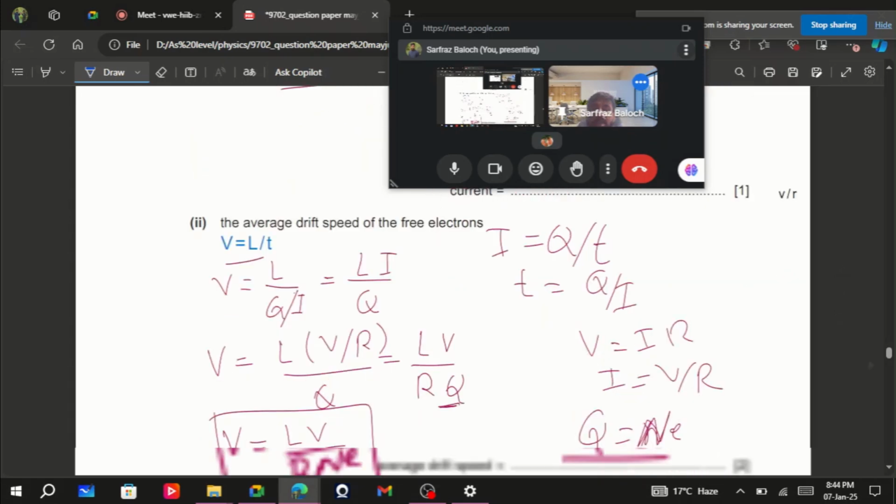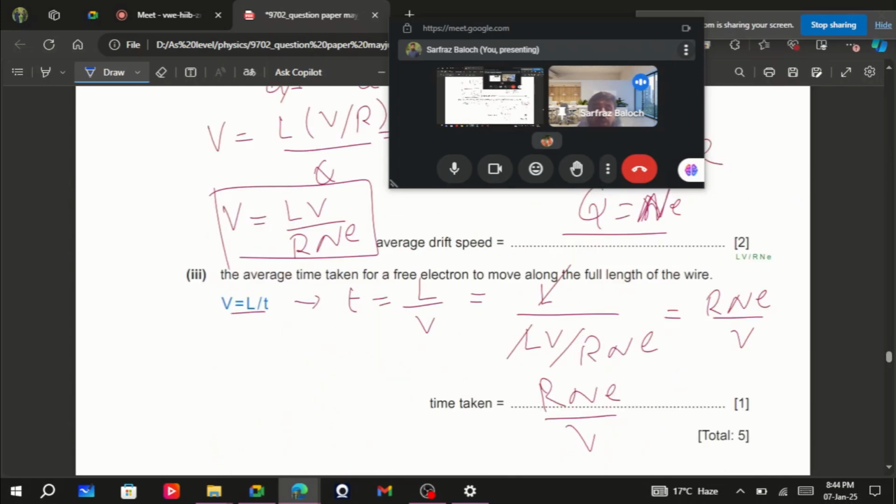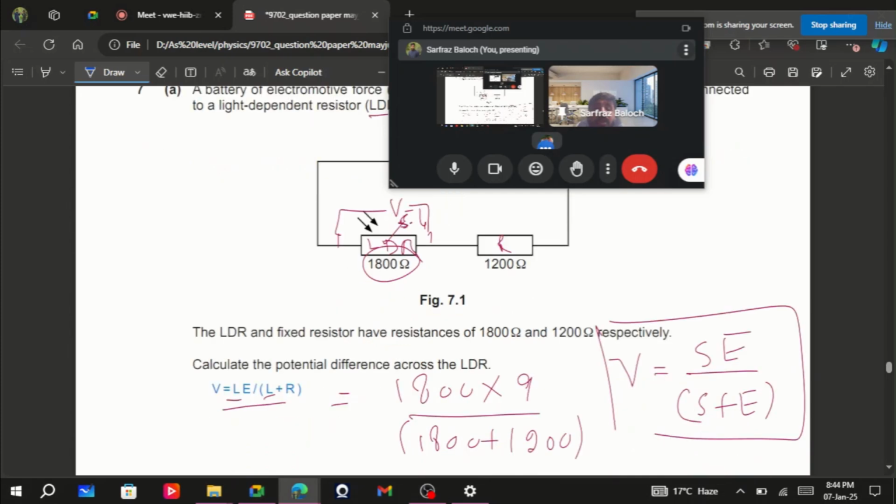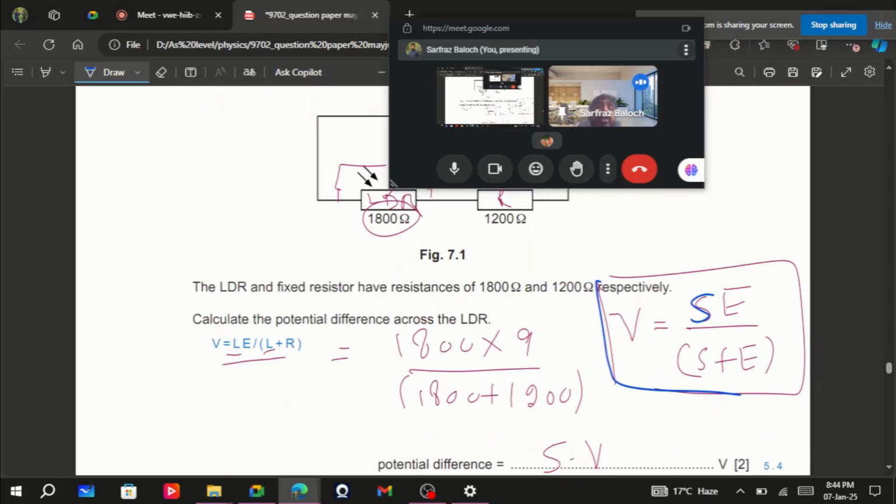Here is drift speed. Simply for drift speed, you will use the formula s is equal to vt. Here is again potential difference across a specific resistor, and you will use this formula which we have repeated previously: V is equal to R E, where R is the resistance across that resistor and E is the electromotive force, and in the denominator you will add up these two resistances.